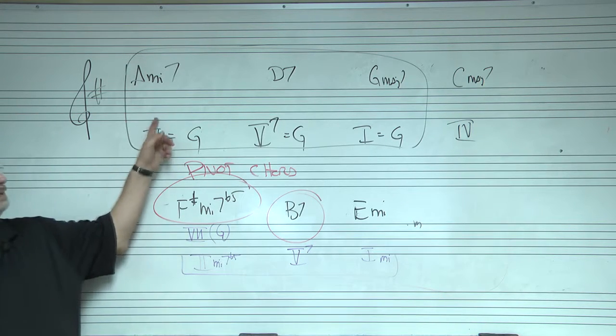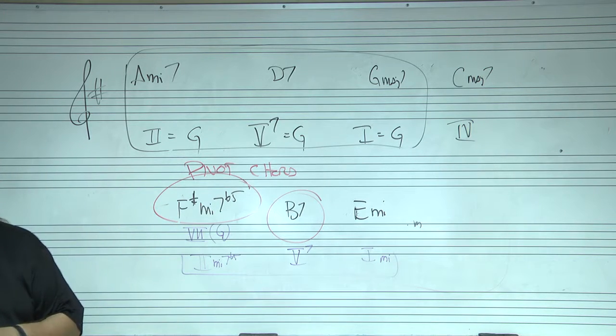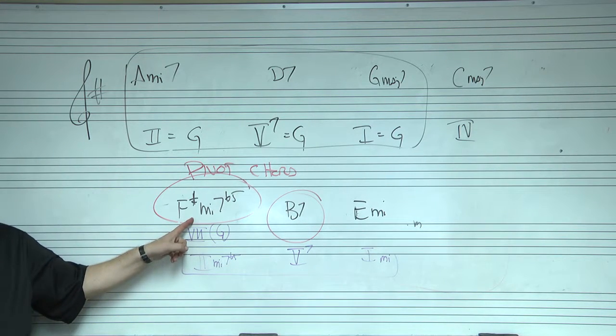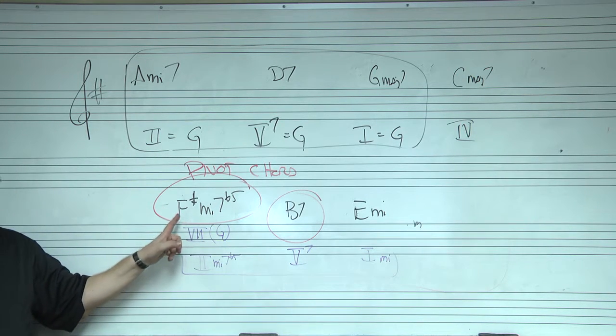So we got 2-5-1-4-7. Go ahead, Annie. So the F sharp would be the 2 in the relative minor, but you start with the 2 instead of the 1. F sharp is the 2 chord in the key of what? E minor, right? So E minor is the relative minor of G. Okay, this belongs to the key of G and E minor, right?